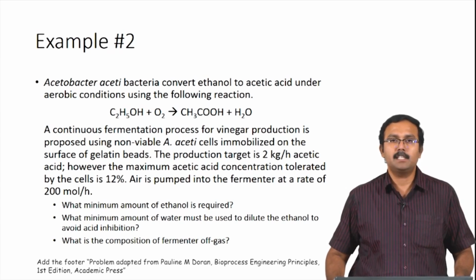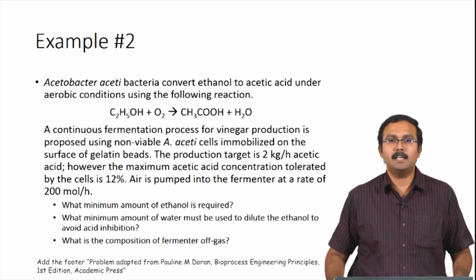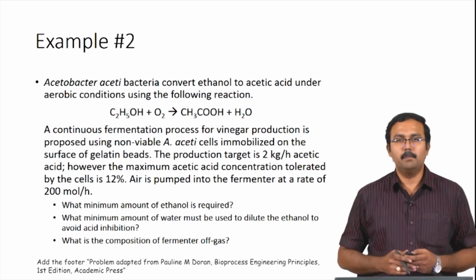However, the maximum concentration of acetic acid that is tolerated by the cells is 12%. Air is pumped into the fermenter at a rate of 200 moles per hour. You are expected to calculate the minimum amount of ethanol that is required, minimum amount of water that must be used to dilute the ethanol to avoid acid inhibition, and the composition of fermenter off gas. Let us look at solving this problem.